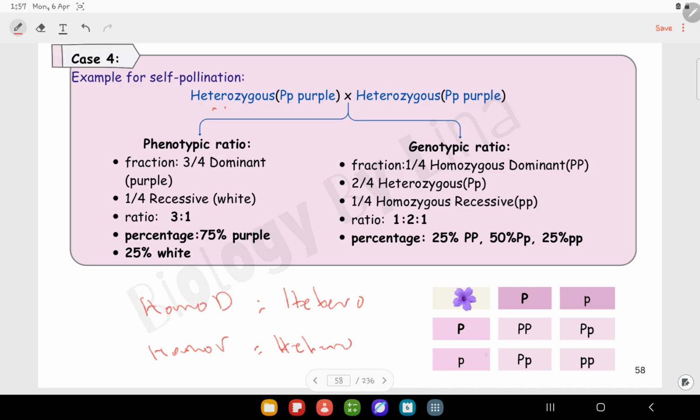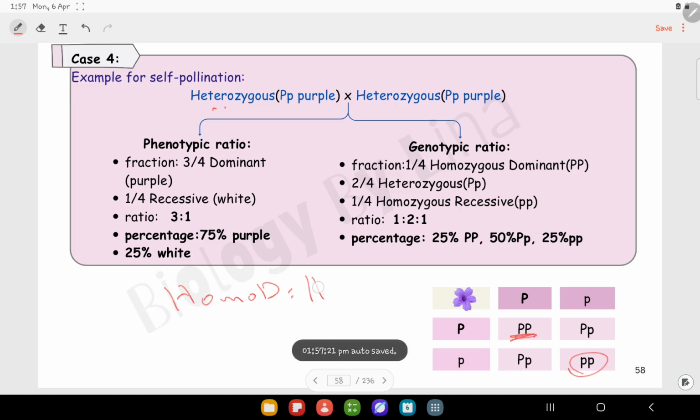What about the ratio of homodominant to hetero? How many homodominant do we get? Only one. How many hetero? It's 2. What about homorecessive to hetero? It's also 1 to 2. What about if we talk about homo to homo, the ratio of homodominant to homorecessive? We have one homodominant and one homorecessive, so it's 1 to 1. Half of them are homodominant and half of them are homorecessive.